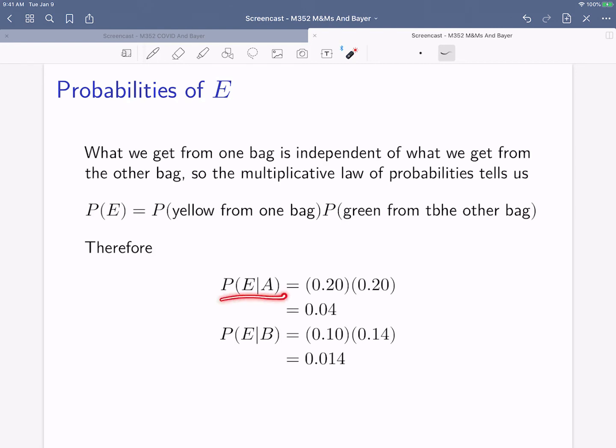In the first hypothesis, hypothesis A, the probability I get a yellow from the first bag is 20%, and the probability I get a green from the other bag is 20%. Multiply them together and I get 4%. Under hypothesis B, the probability I get a yellow from the first bag is 10%, and the probability I get a green from the second bag is 14%. Multiply those together and I get 1.4%.